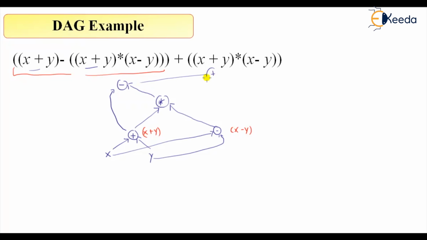Okay, so that way you can see that this is a DAG representation, the DAG for the given expression. What is common here is that x plus y we have declared only once, x minus y only once, and x plus y multiplied by x minus y is also declared only once. Okay, so this is another example we can say for that.